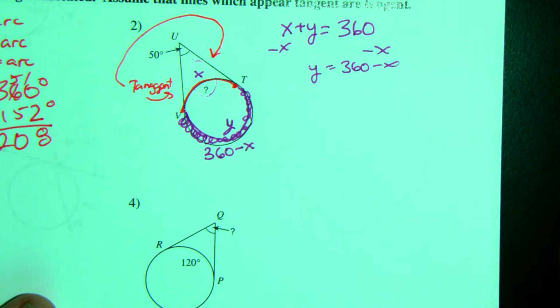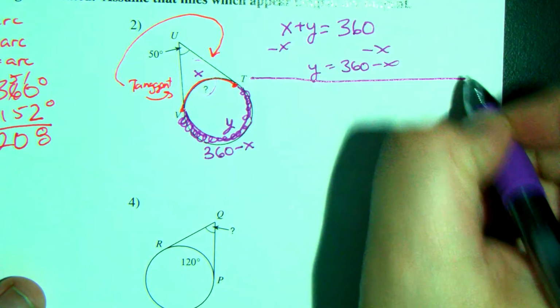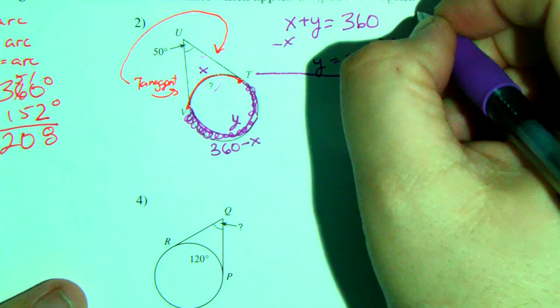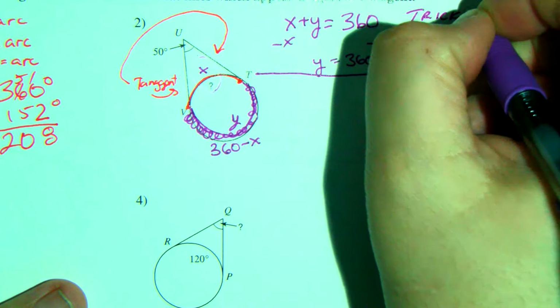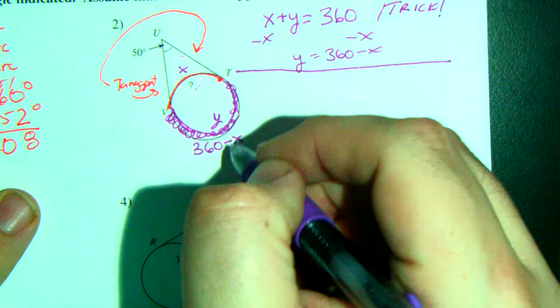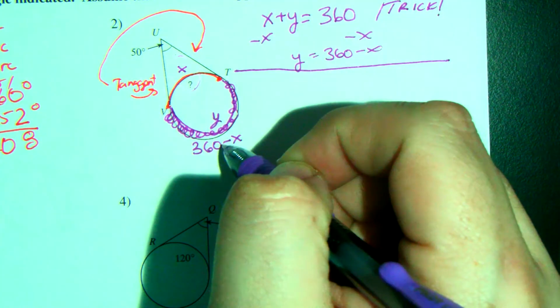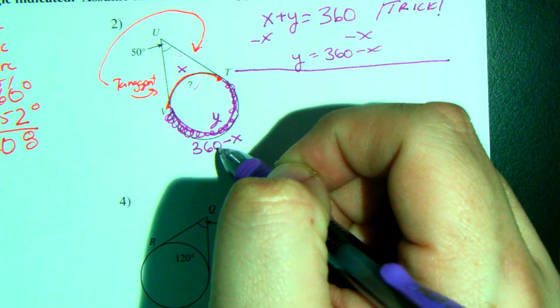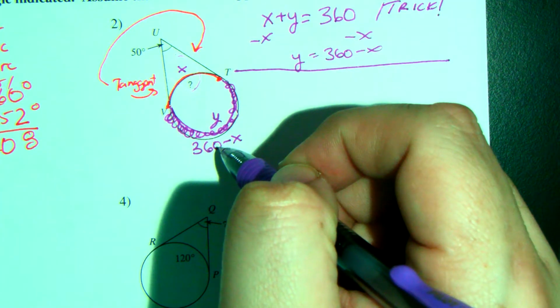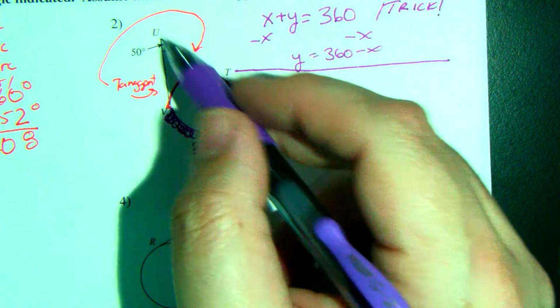Now, this is a math trick. When you don't know the two arcs, one of them is going to be the x, and one of them is going to be 360 minus x. Because if this was 50, how am I going to figure out what this one would be? 360 minus 50, right? 310. But now, when we don't know algebraically what they are, one's going to be x, one's going to be 360 minus x.